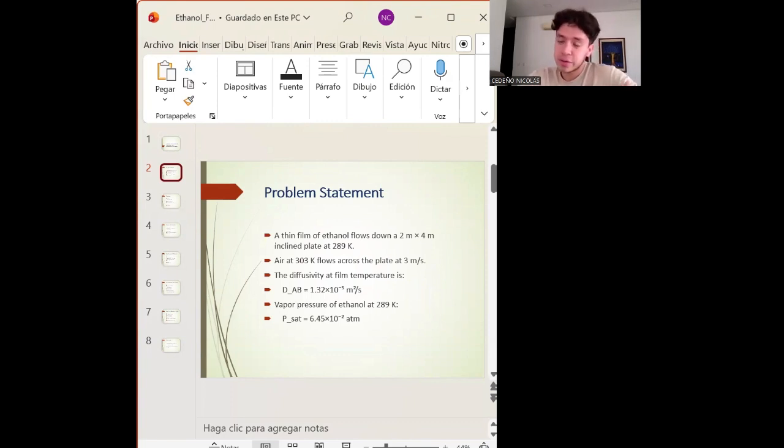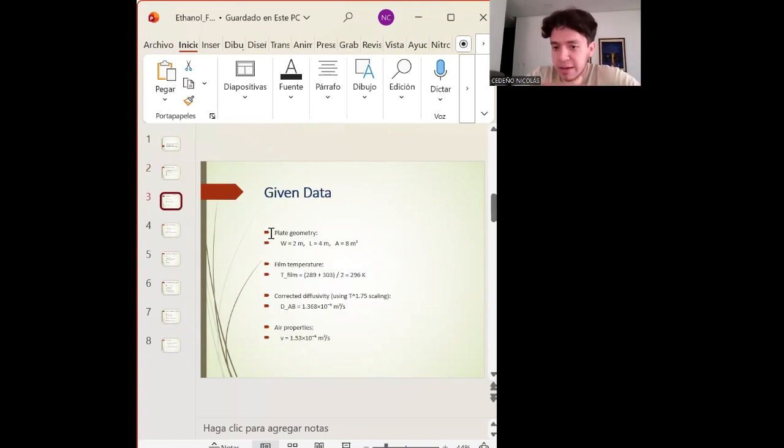Now we have air that's free of ethanol, and it is blowing across the plate at 3 meters per second. What we want to figure out is how much ethanol we need to feed at the top so that it all evaporates before it reaches the bottom. This is the given data. We have the plate geometry, the film temperature, the air properties, etc.